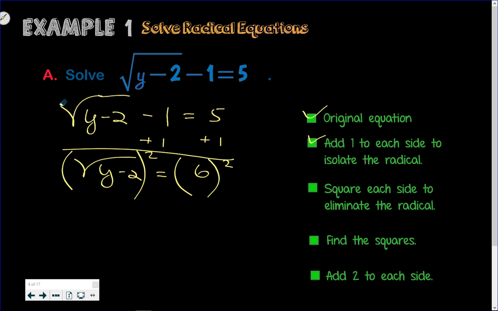Okay. You guys with us? Okay, so now once I get to this point, anytime I take the square of the square root, what happens to the radical? Yeah, it just falls off and disappears. 6 squared is going to be 36. How do I isolate y? Very good.